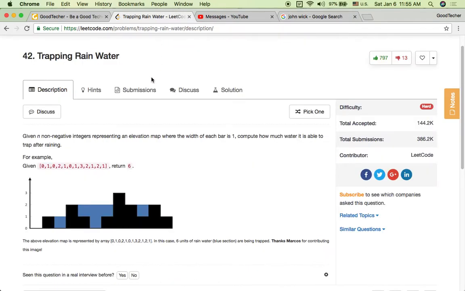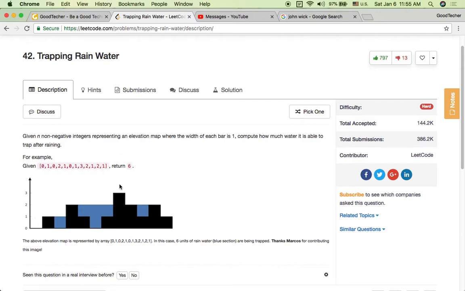So that's good. We can take his request and solve this trapping rainwater coding problem. Given n non-negative integers representing an elevation map where the width of each bar is 1, compute how much water it is able to trap after raining. For example, given the array of integers 0, 1, 0, 2, 1, 0, 1, 3, 2, 1, 2, 1, return 6.